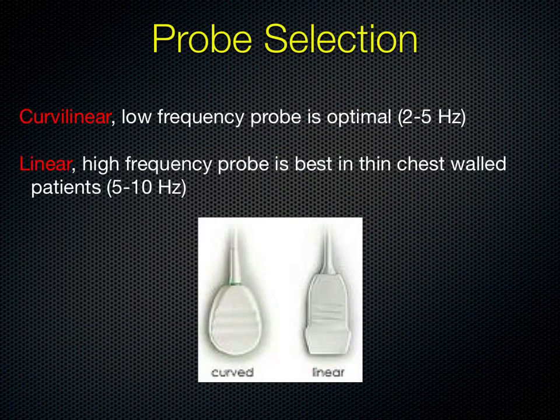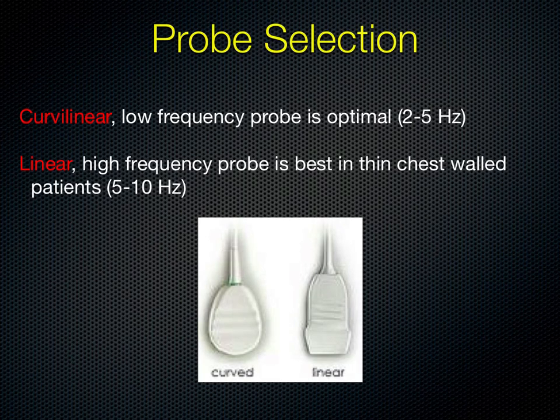The probe you choose depends on what you are looking for at the time. For instance, picking the curvilinear probe or the low-frequency probe that we use for cardiac imaging, this probe is best for deep views, large views, but not a lot of detail. So for instance, if you're scouting how you're going to perform a procedure or how large a patient's effusion is, I would use this probe initially.